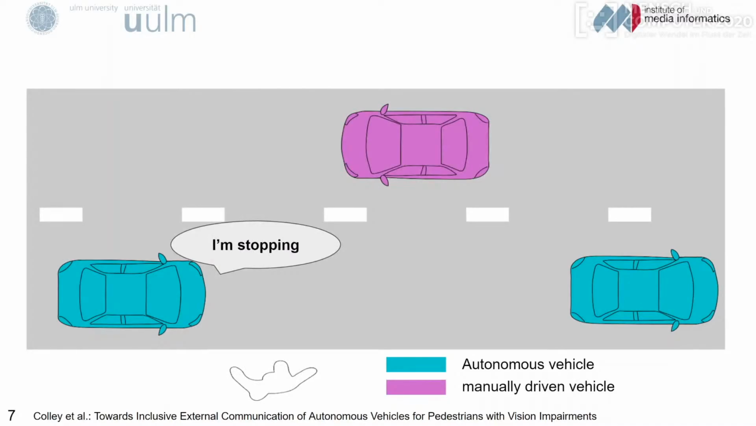In mixed traffic with a manually driven approaching vehicle on the other lane, an autonomous vehicle would only communicate its own intention, for example, "I'm stopping." The manually driven vehicle is displayed in purple on this slide. This varying message also indicates to the person with a vision impairment that extra caution is necessary.